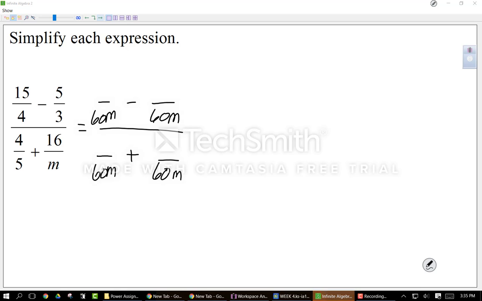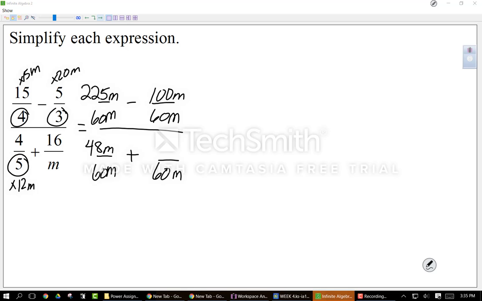So now what did I multiply 4 by to get 60m? I multiplied by 15m. So 15 times 15 is 225m. What did I multiply 3 by to get 60m? I multiplied by 20m, so that gives me 100m. What did I multiply 5 by to get 60m? I multiplied by 12m, so 12m times 4 is 48m. Now what did I multiply m by? I multiplied by 60. So 60 times 16 is 960.